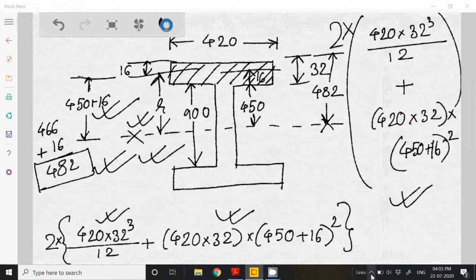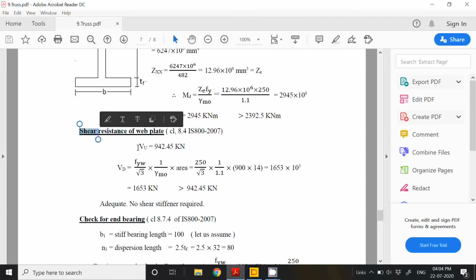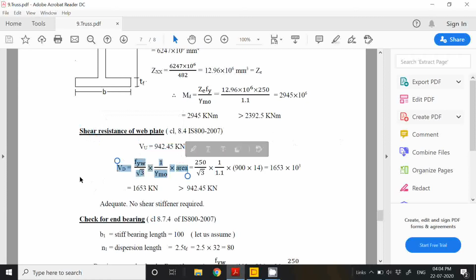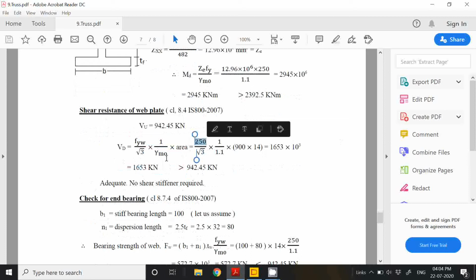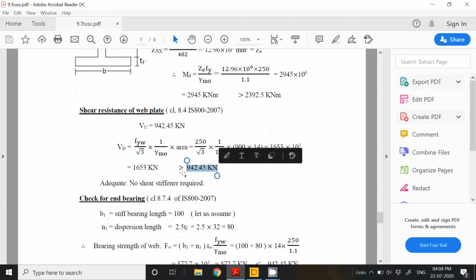So let us get back. If we go into the web, we have to check the web for shear. The shear force applied is this one. Then the capacity of shear of the web plate is this formula. Area of the web, we know, is 900 by 14. This is Fy of the web material, 250. So you have to remember this formula, and the capacity that you get should be greater than the applied one. So it is fine and we don't need any stiffener.